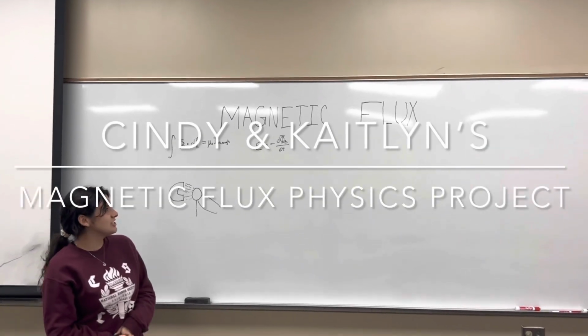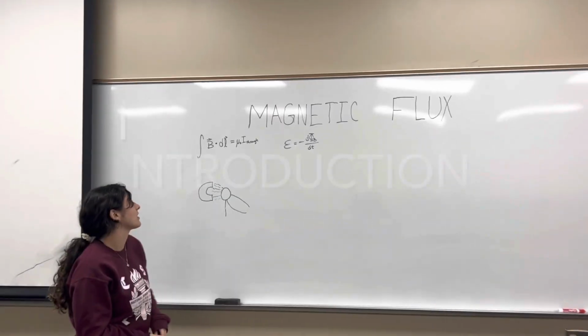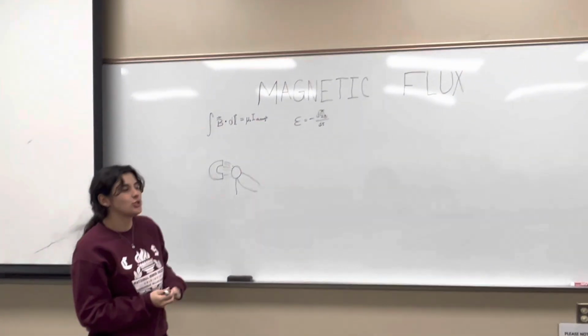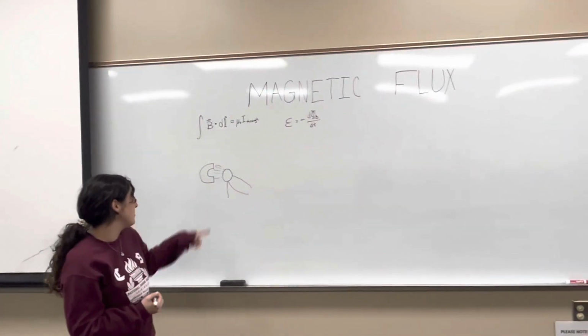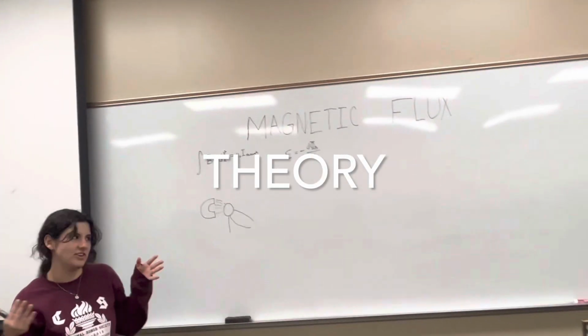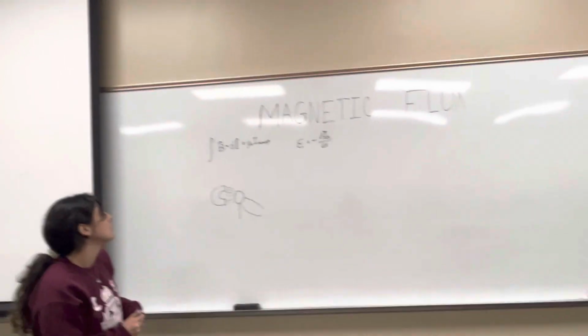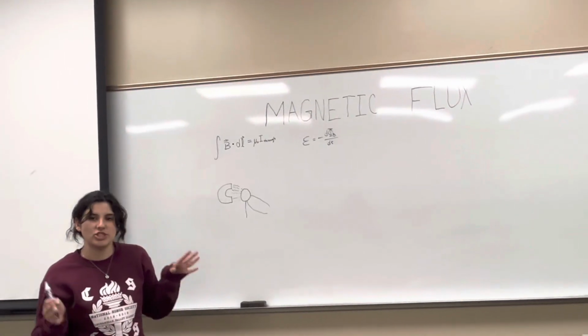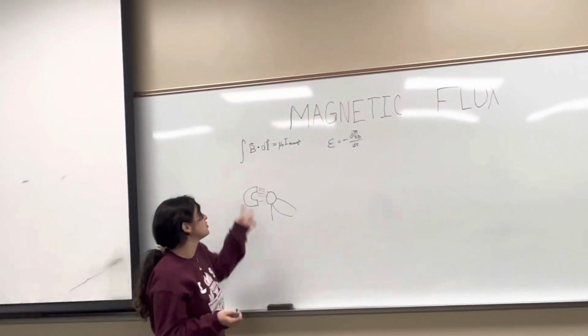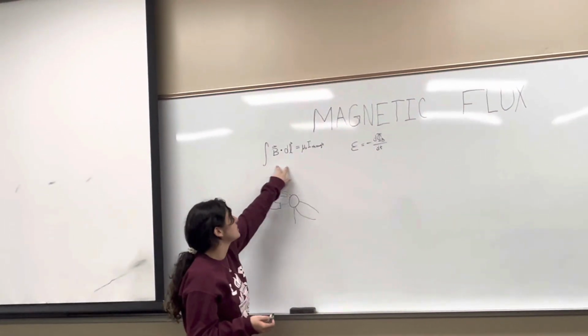Hello, our lab project is titled Magnetic Flux. For our lab, we are going to be using magnetic flux to solve for the magnetic field of a given magnet. Magnetic flux is the magnetic field moving through a given area at a certain time. And using a change in magnetic flux, we can induce a current. And that is demonstrated by Ampere's law, shown here.